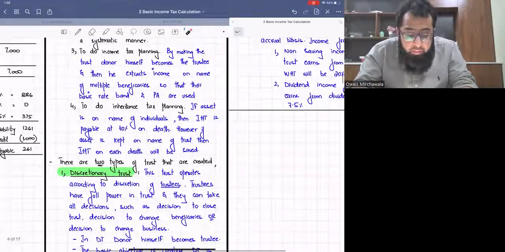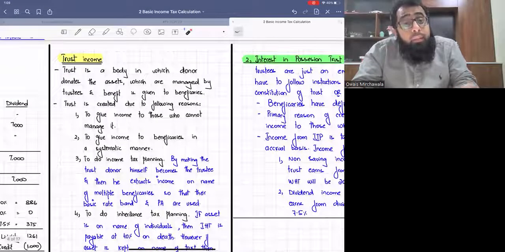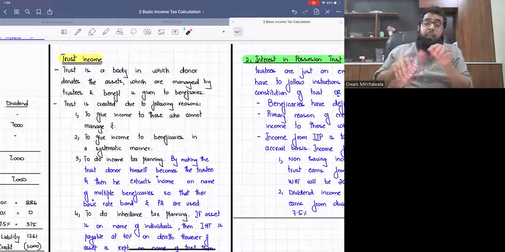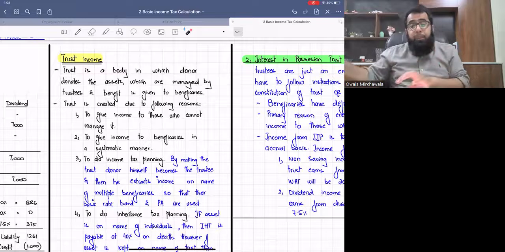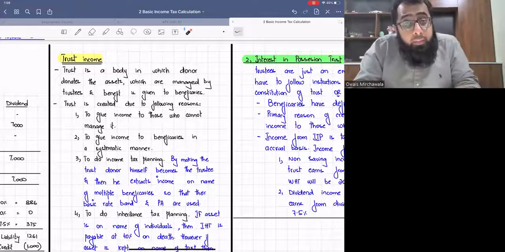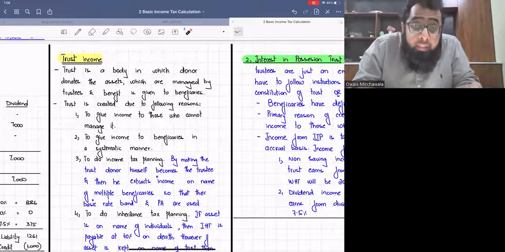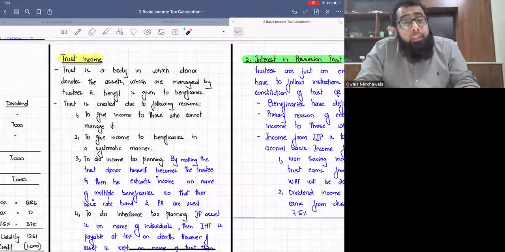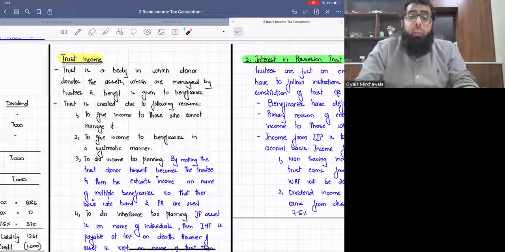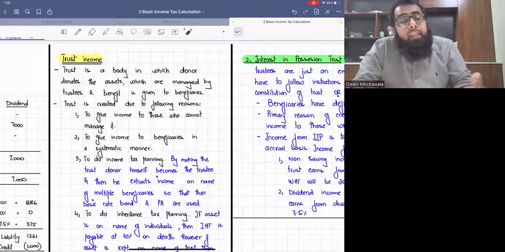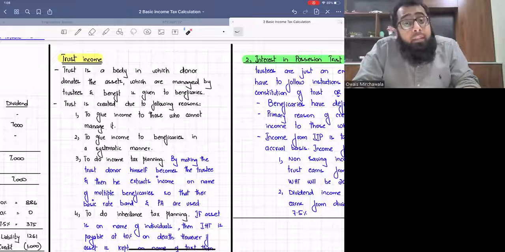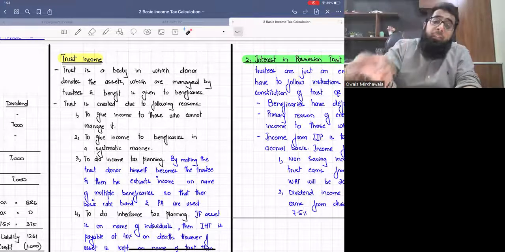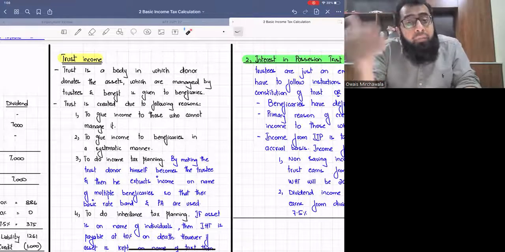So what I'm trying to say is, what is a trust? The first question is, what is a trust? So the answer is that a trust is an independent body. A trust is a separate body which is created by the donor. The donor gives the assets to the trust. Those assets are managed by the trustees for the benefit. The benefit is given to the beneficiaries.